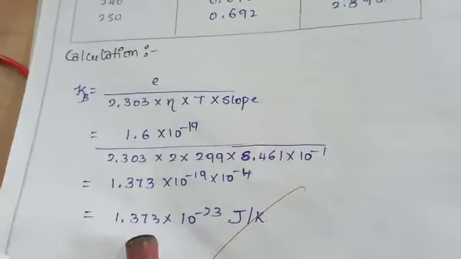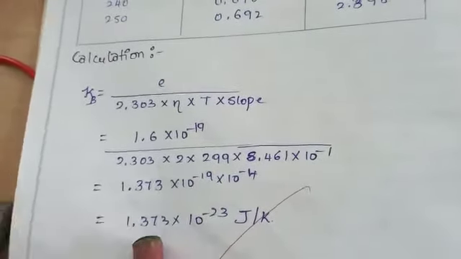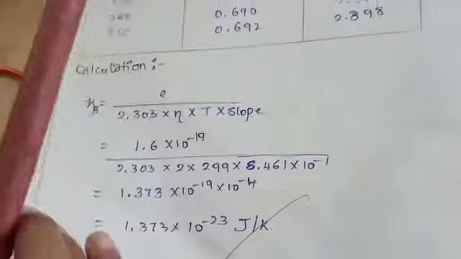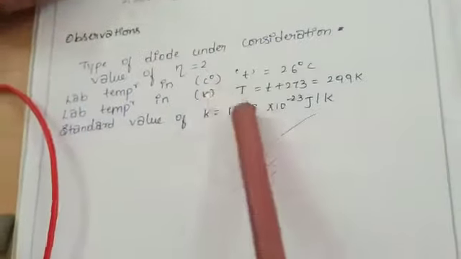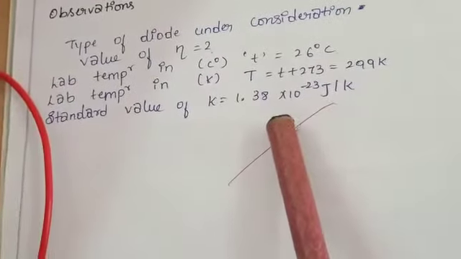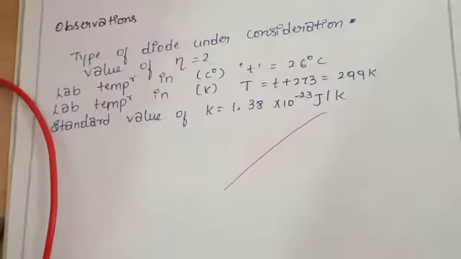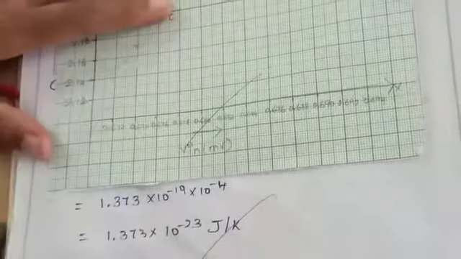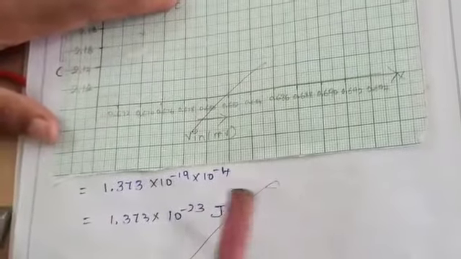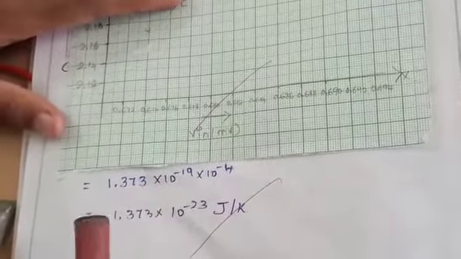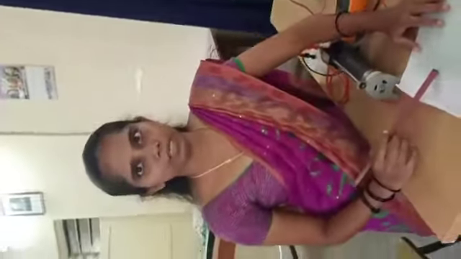By comparing this value with the standard value of Boltzmann constant, the standard value is 1.38 into 10 power of minus 23 joule per Kelvin. That means the standard value and the experimental value are nearly equal. By conducting this experiment, we can determine the Boltzmann constant value. This is all about the Boltzmann constant experiment. Thank you.